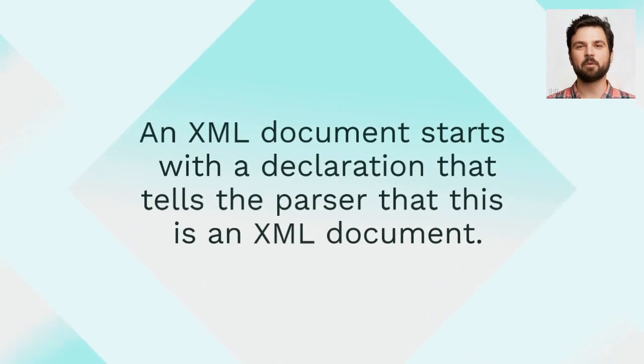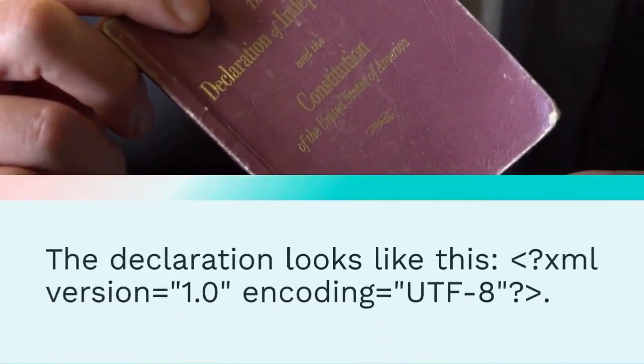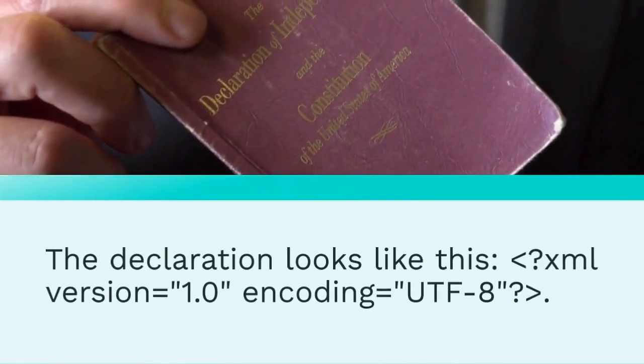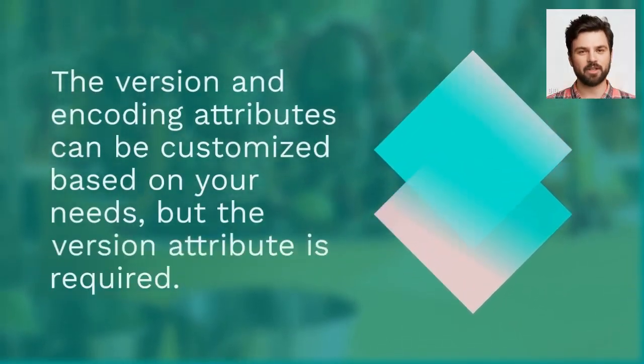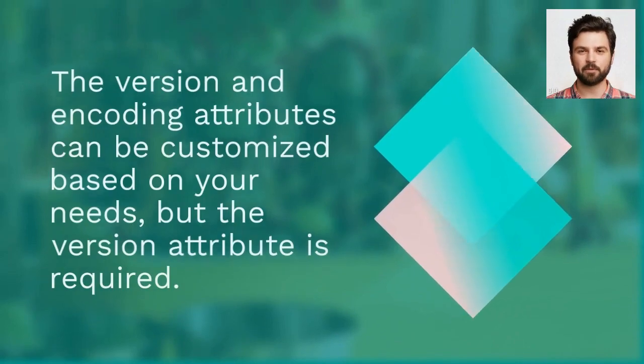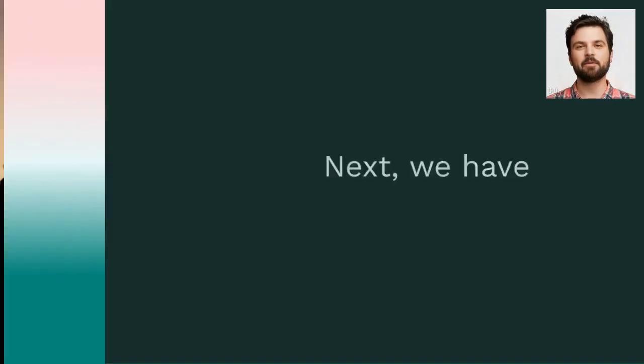An XML document starts with a declaration that tells the parser that this is an XML document. The declaration looks like this. The version and encoding attributes can be customized based on your needs, but the version attribute is required.